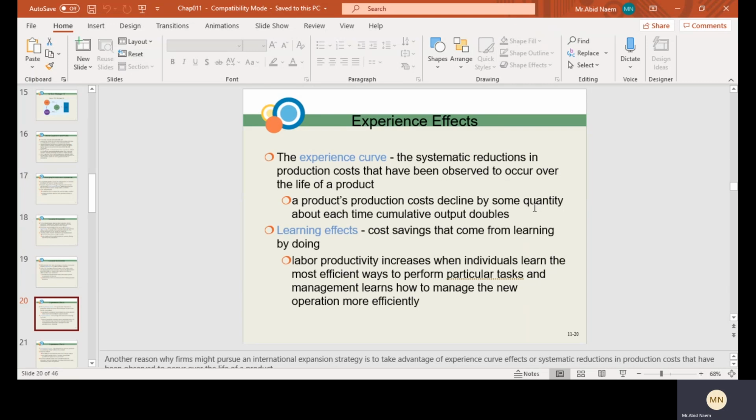Learning effect is another cost saving parameter that comes from learning by doing itself. Likewise, labor productivity increases when individuals learn the most efficient ways to perform particular tasks, and management learns how to manage the new operations more efficiently. So the crux of this learning effect is that you can learn by doing it. So you have to actually perform the tasks and jobs.